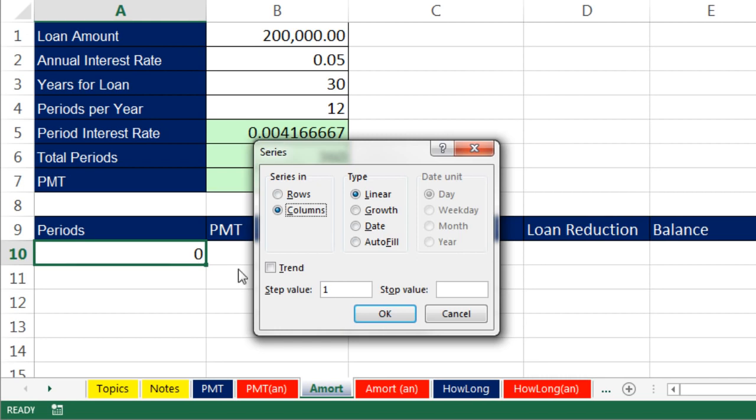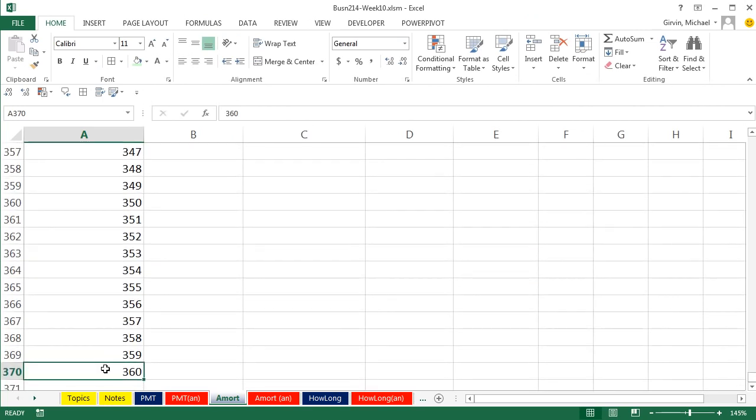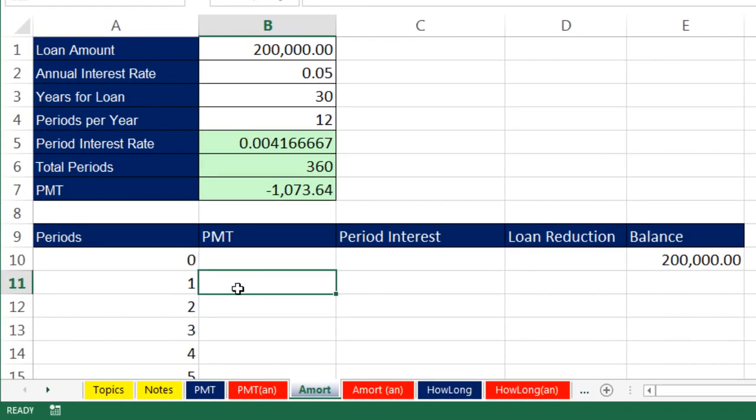The step value, 1, because I want to go 0, 1, 2, 3. And the stop value, 360. I absolutely love this trick. OK. And just like that, Control Down Arrow, it put in all of those numbers. Control Home. Now, we have times 0 because when we go to the bank, we borrow exactly 200,000. So the balance at times 0 is equal 200,000. Now, for each period, we in this column want the payment amount.